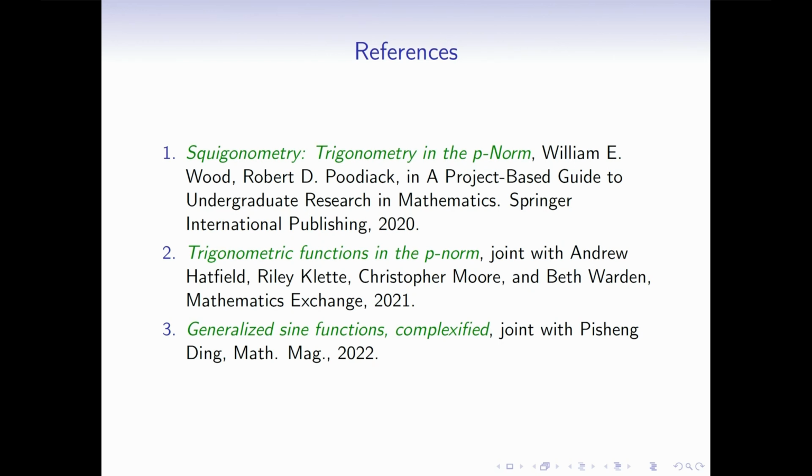It's a beautiful book, a Springer publication, and I was shortlisting some topics. I picked two topics, and one of them is a paper in that book by William Wood and Robert Poodiack, and the second one was something in graph theory. It's kind of interesting how history could have gone differently. If I had taken this other project, I wouldn't be here to give this talk.